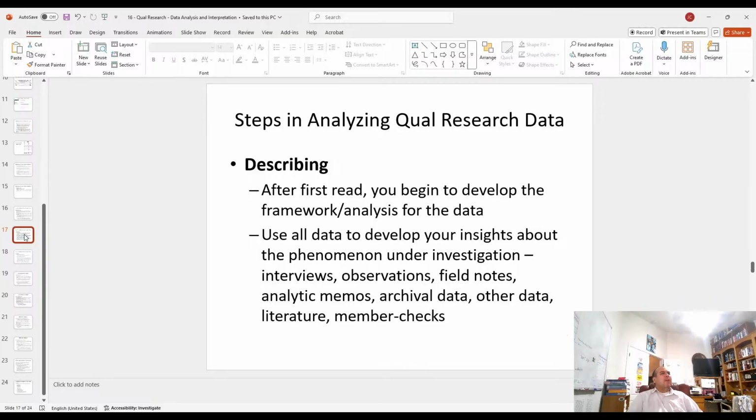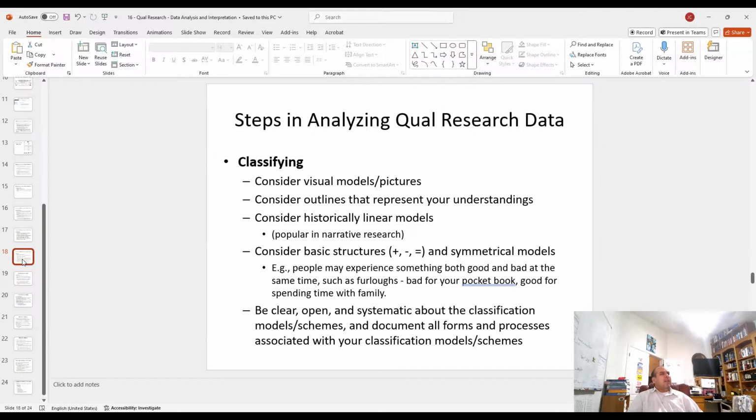Okay, you've got to describe. After the first read, you begin to develop a framework for the data, insights. What does this mean? How are we going to organize it? What are all the different procedures that we used to collect that data? And then you classify under visual models or pictures, such as the ones I showed you. Sometimes these could get complex. They can have 7, 800 different boxes. I mean, that's really for a dissertation. You probably wouldn't do any projects that had that many, but you could have 50, 60, 100, right?